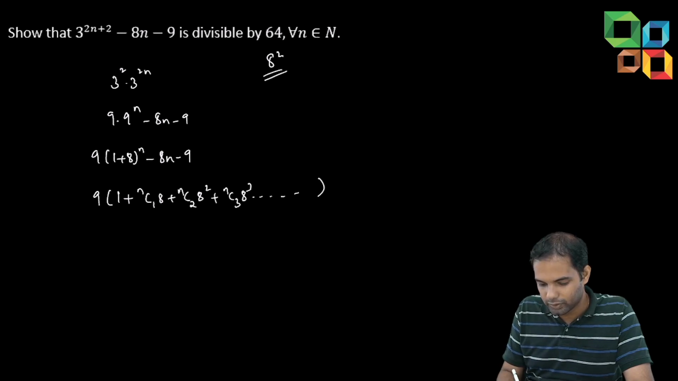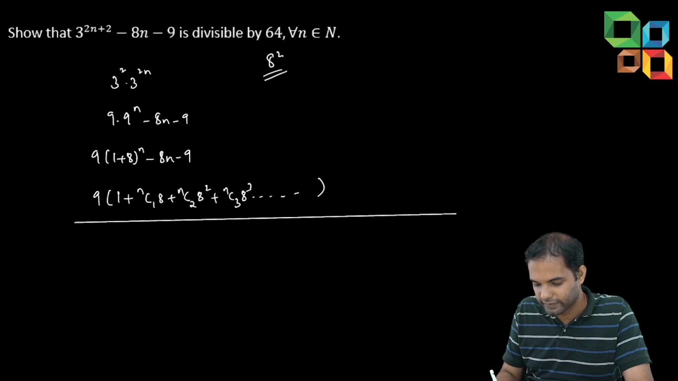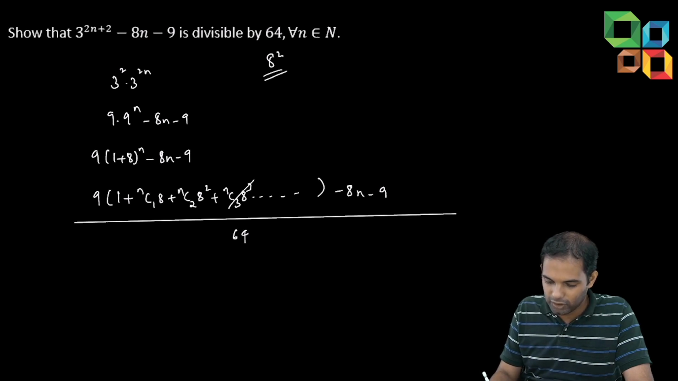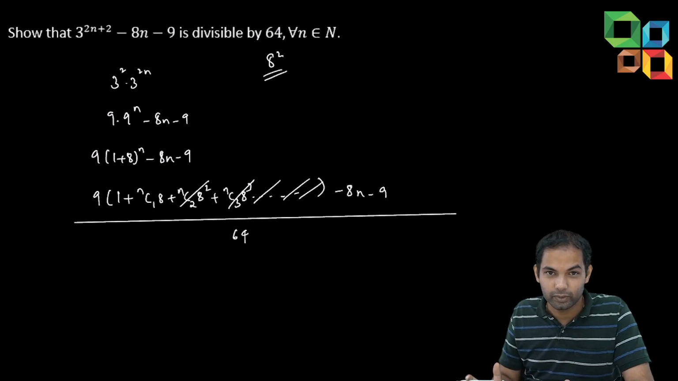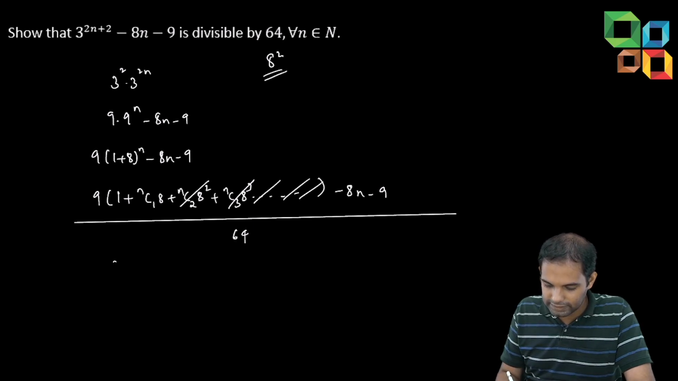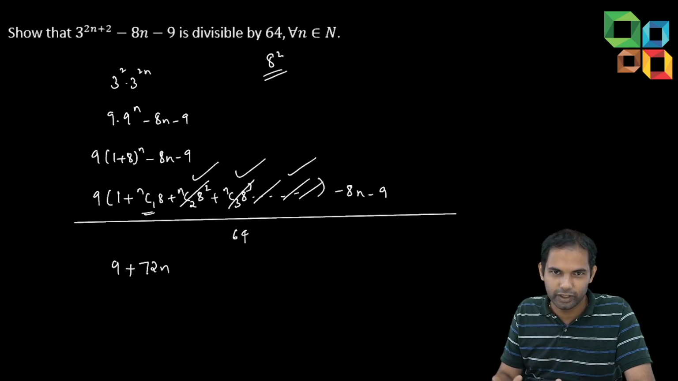Okay. Now I want to check if this entire thing is divisible by 64. Minus 8n minus 9. Can you see that? All these terms after 8 square, each and every term is divisible by 64, no issues. So I have to check for the rest of the terms. What is the rest of the terms? So this is 9 and this nC1 is n. So 8n into 9, 72n. Okay. Remember, rest of the terms I've taken care of. All are divisible by 64. I did not check for them.